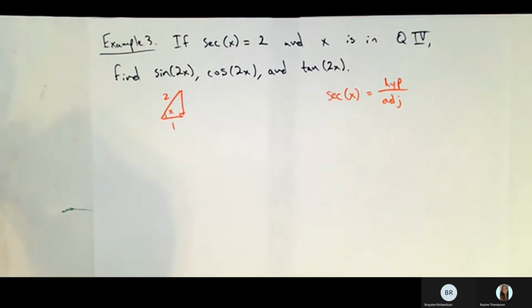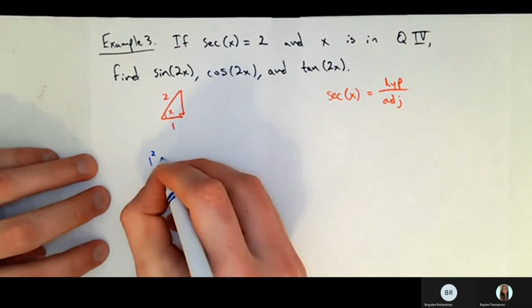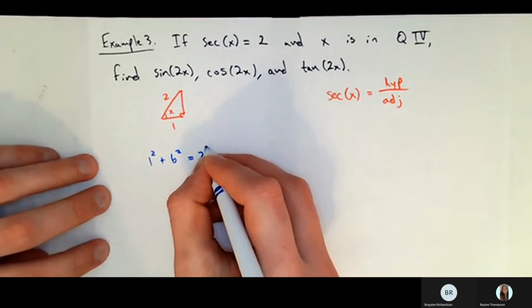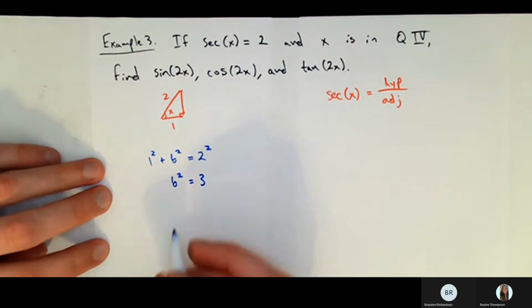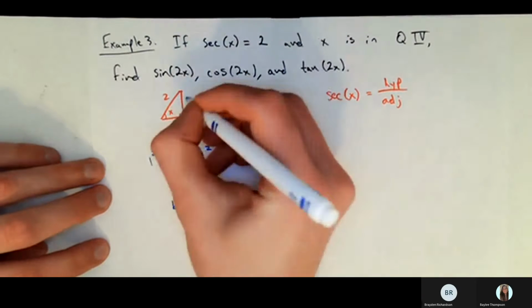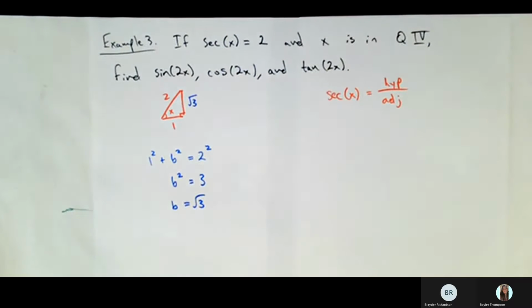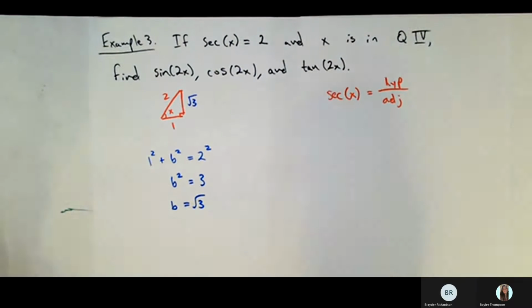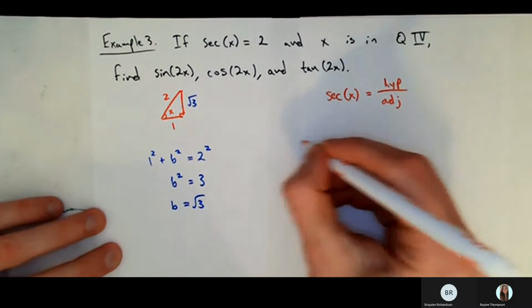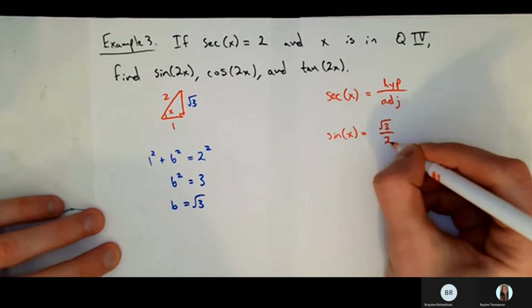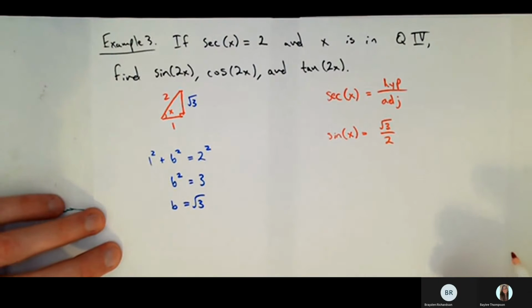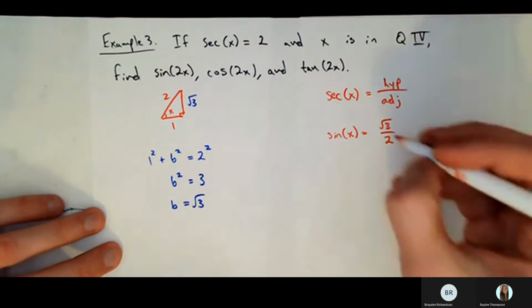So I need that opposite side. I'll quickly find it. 1 squared plus b squared is equal to 2 squared. B squared is going to be 3. B is going to be square root of 3. Okay, that tells me that sine of x is equal to opposite over hypotenuse, and then I go back and look at which quadrant I'm supposed to be in. The x angle is in quadrant 4. Sine is supposed to be negative there.